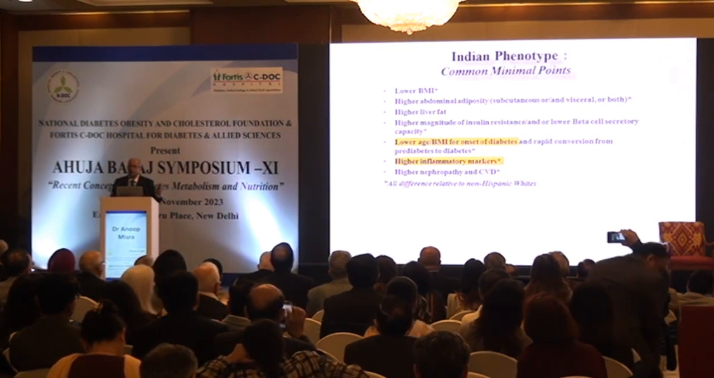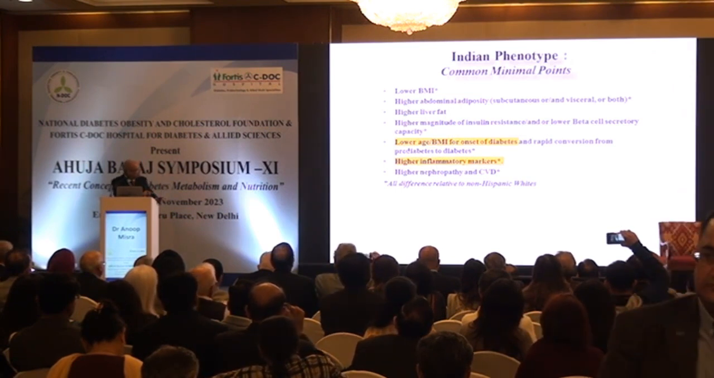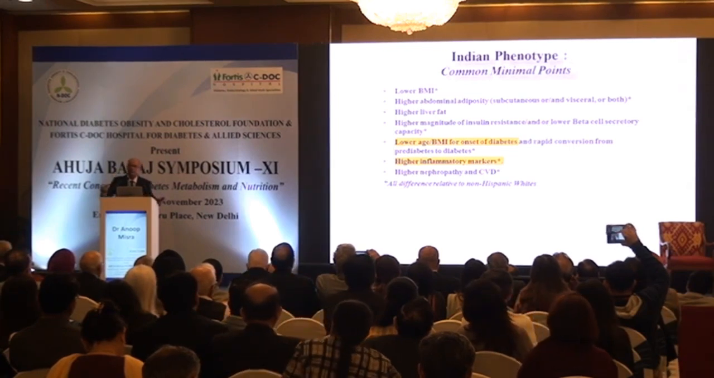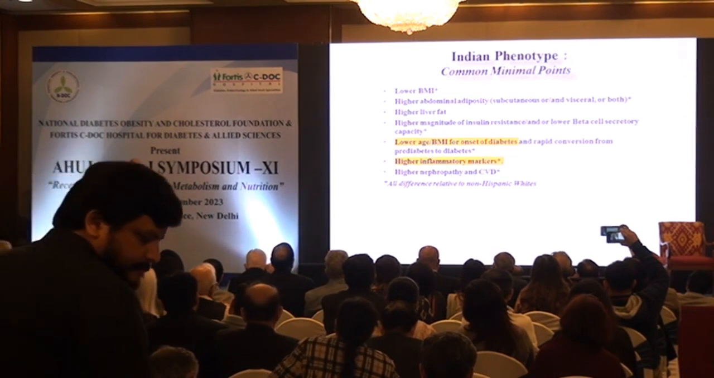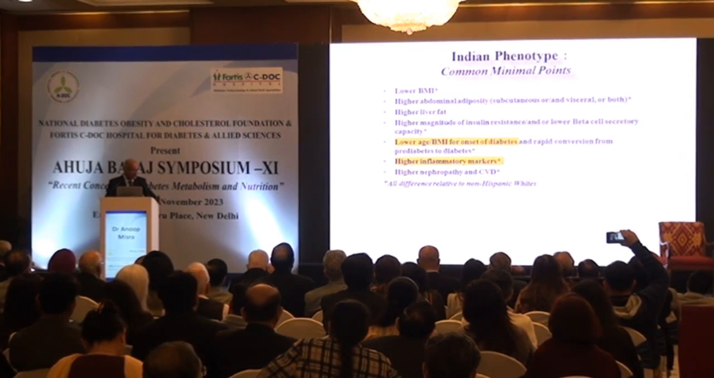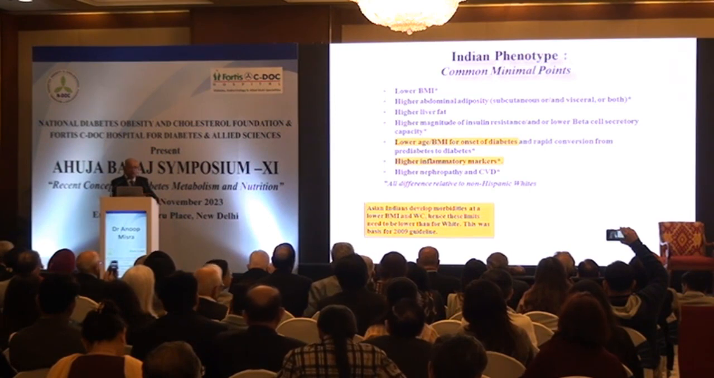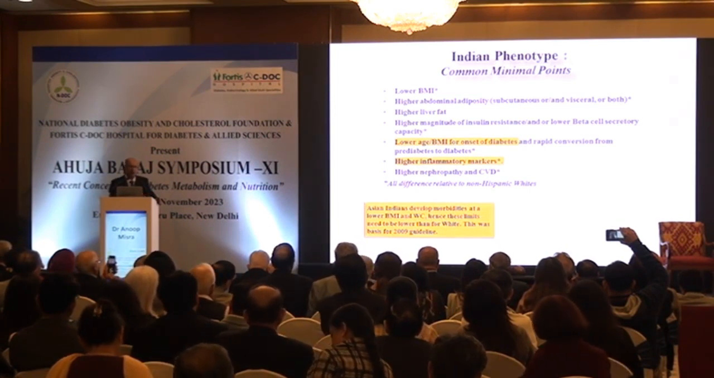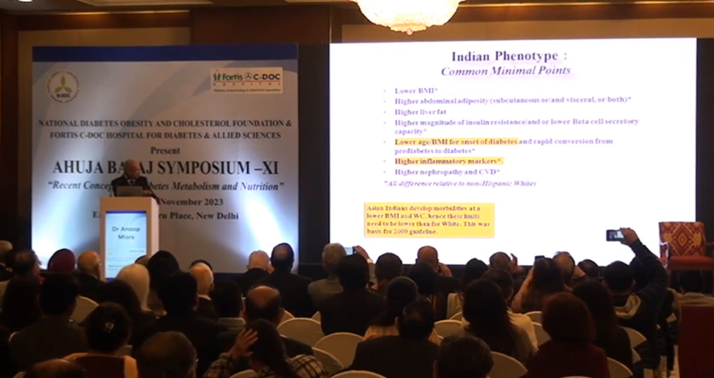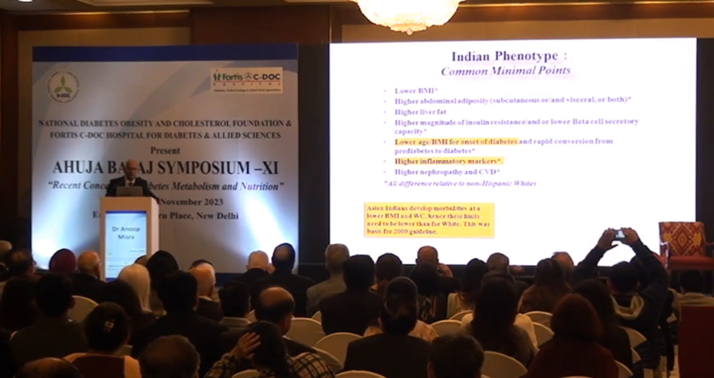Now this is particularly important because this was the basis of the 2009 guidelines. And rapid conversion from pre-diabetes to diabetes, higher inflammatory markers. This is also terribly important because you may be non-obese, but that fat is inflammatory. And higher nephropathy and cardiovascular disease, and that led to the 2009 definition that Asian Indians develop morbidities at a lower BMI and waist circumference, and that's where Nawal, along with us and several others, made this guideline. These limits should be lower in our population than the white population or any other population for that matter.